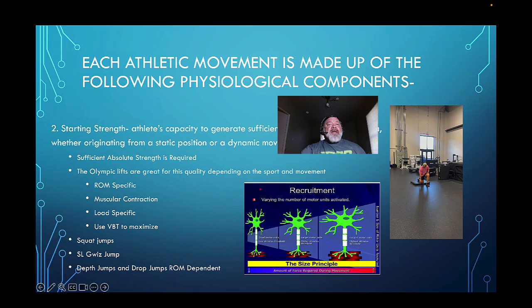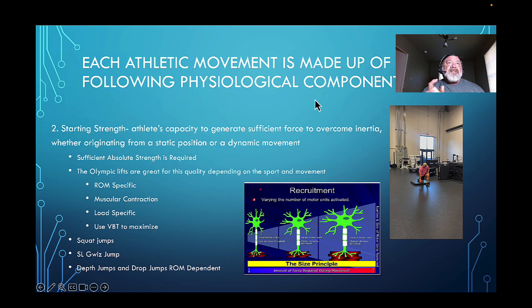Now, starting strength: the athlete's ability to generate a sufficient amount of force to overcome inertia. What's important there, you do have to have some absolute strength. You can't be weak and generate a lot of force because you don't have any force to generate. The Olympic lifts are a great way. Siff and Verkhoshansky both said it, because you can use Olympic lifts at any range of motion too, and any type of muscular contraction, and you can use specific loads.